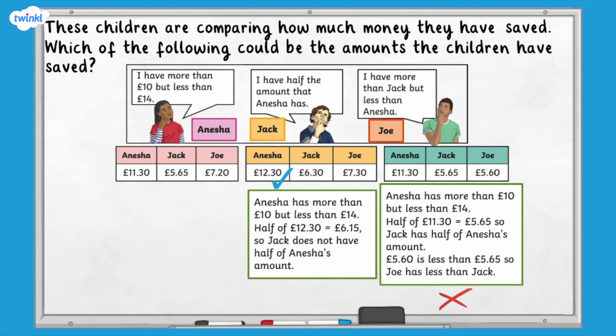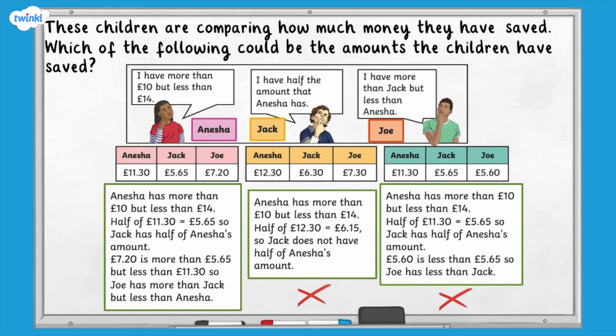Anisha has more than £10, but less than £14. Half of £12.30 is £6.15. So Jack does not have half of Anisha's amount. This is incorrect.